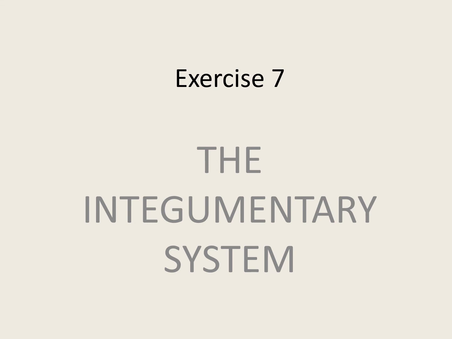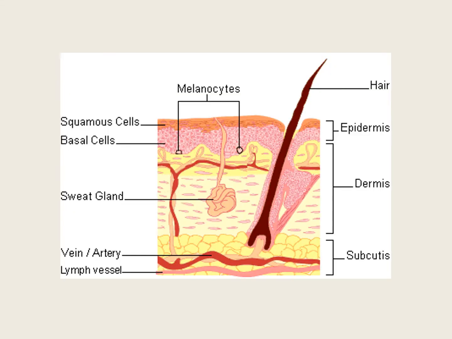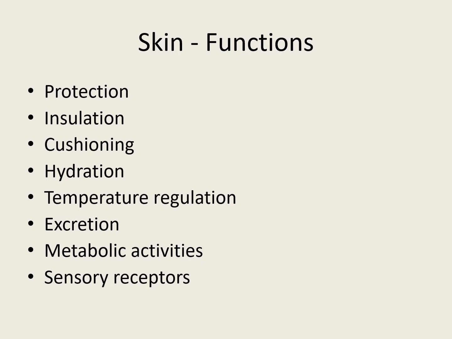Exercise 7 deals with the integumentary system. The integumentary system deals with the skin, so we are going to be looking at the different layers of it: the epidermis, the dermis, and depending on which book, the other layers known as the subcutaneous or the hypodermal layer. It includes accessory structures such as your hair, your nails, your sweat glands, your oil glands, and so we're going to be looking at all of these different features and components of it.